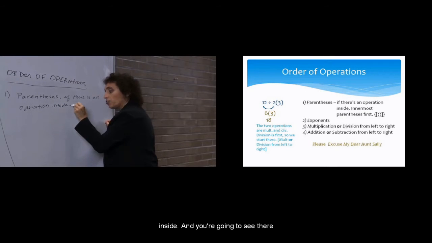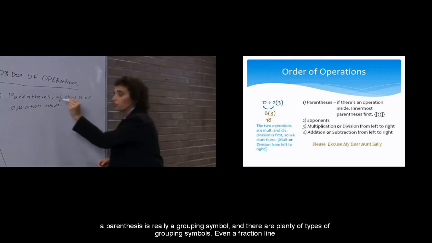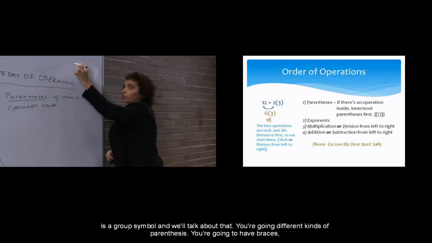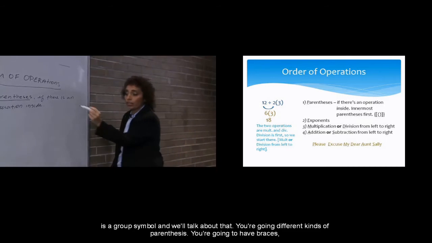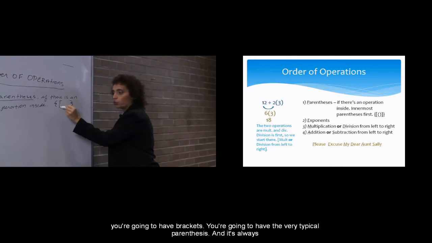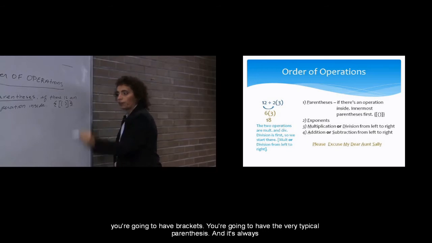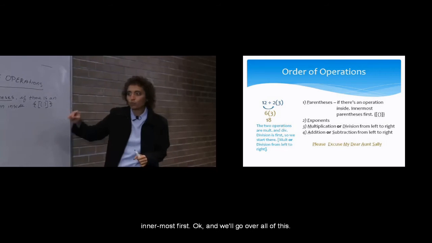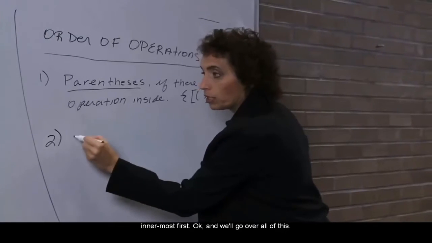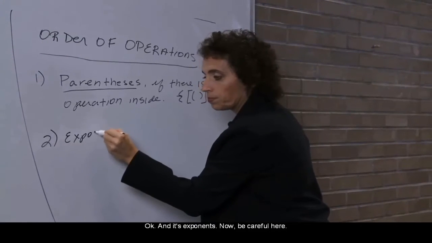And you're going to see there, a parentheses is really a grouping symbol, and there are plenty of types of grouping symbols. Even a fraction line is a grouping symbol, and we'll talk about that. You're going to have different kinds of parentheses. You're going to have braces. You're going to have brackets. You're going to have the very typical parentheses, and it's always innermost first. Okay? And then we'll go over all of this. And it's exponents.